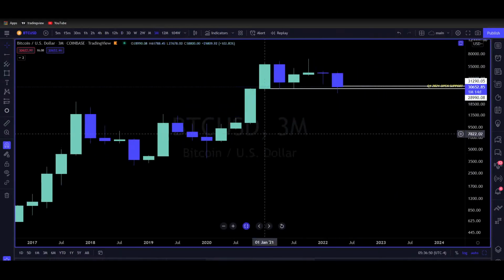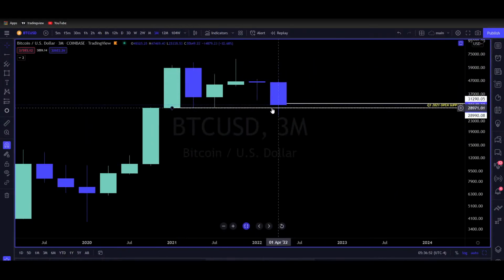Because basically we have taken out all swing lows since December 2020. So we are trading, or we did trade down to levels that we haven't seen since December 2020. So now we are finding a tad bit of support down here.